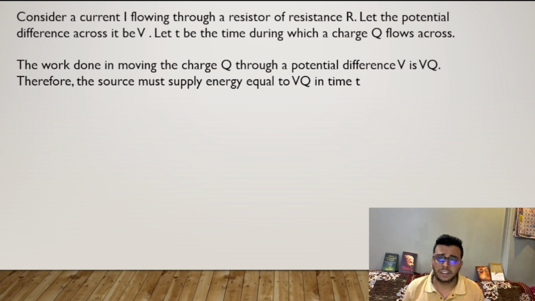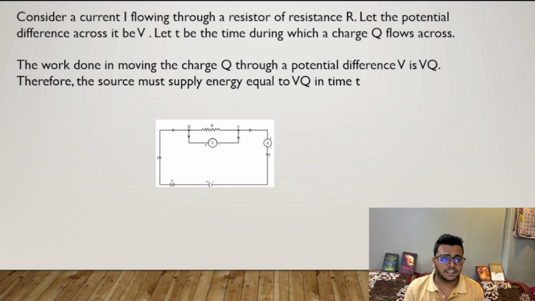Now after that, the work done on the charge Q will be V into Q. The work done on charge Q having potential difference V is V into Q. We have seen this previously. Then the source must supply equal energy, equal to VQ, in time t. Next, moving ahead, this is the basic circuit we'll have to draw. You can see we have connected a resistor, then a voltmeter in parallel, an ammeter in series, and a cell and a switch or a key.